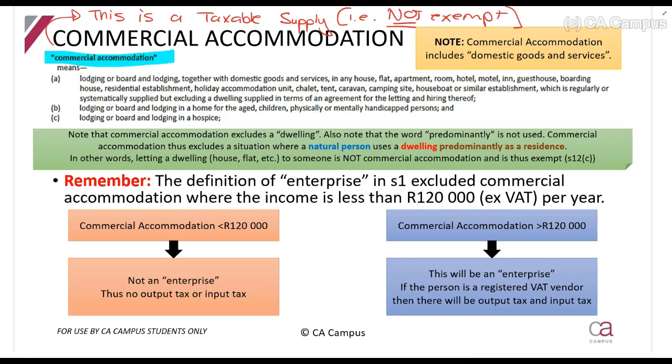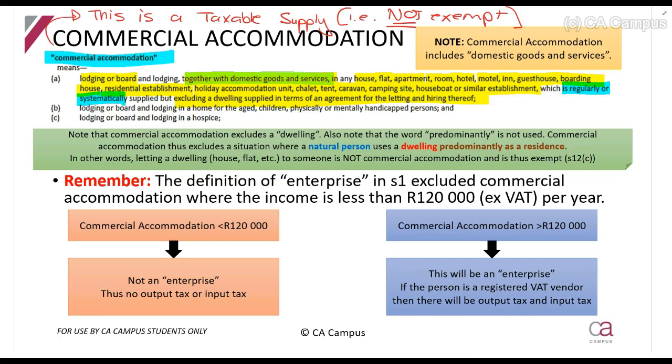What is commercial accommodation? It says it means lodging or board together with domestic goods and services. That's important. So they say together with the services, I'll explain in a second, in any house, flat, apartment, room, hotel, motel, inn, guest house, boarding house, residential establishment, holiday accommodation unit, chalet, tent, caravan, camping site, houseboat, or similar establishment which is regularly or systematically supplied, but excluding a dwelling in terms of the agreement for the letting and hiring thereof.